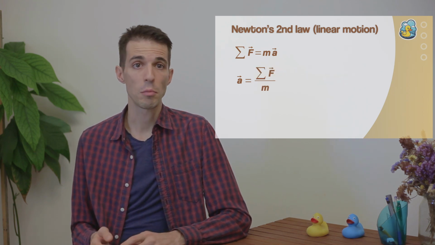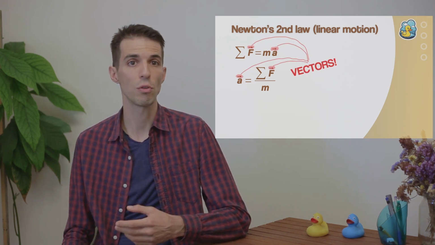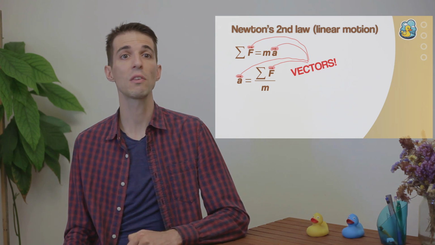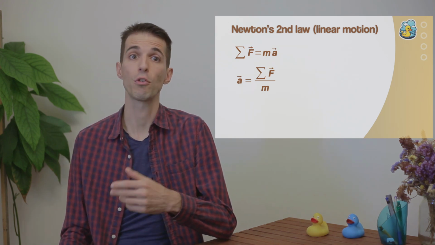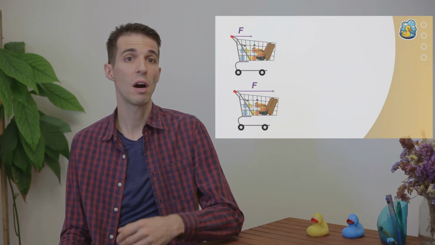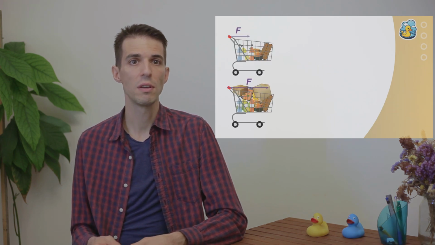It's important to remember that Newton's second law is a vector equation. This means the direction of the resultant force determines the direction of the acceleration. Think about pushing a shopping trolley. The harder you push, the more it speeds up. But if the trolley is heavier, it takes more force to get it moving. That's Newton's second law in action.